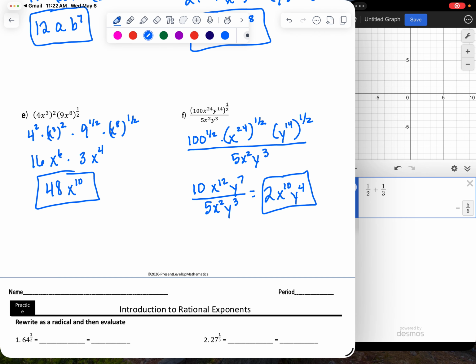And that concludes today's lesson, Introduction to Rational Exponents.